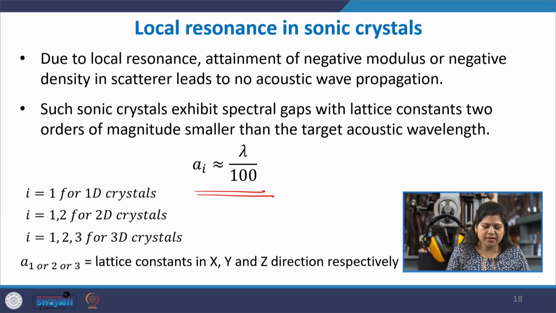Here a_i is the individual lattice vector for the sonic crystal. Okay, for the 1D crystal it will be just one lattice vector, for 2D two, and for 3D three lattice vectors. So, each of the lattice vectors can be brought down by an order of 100.